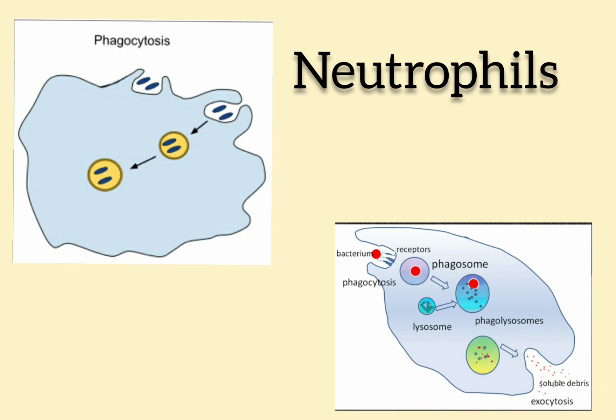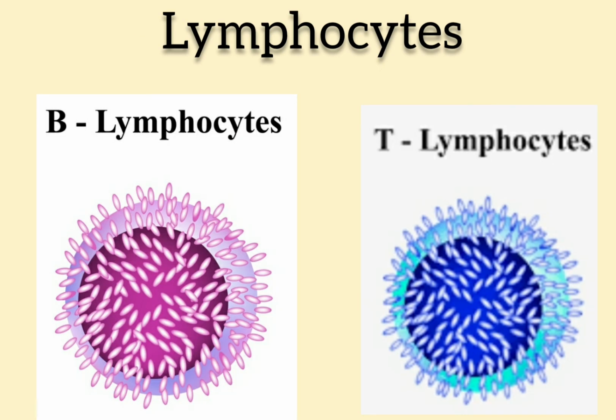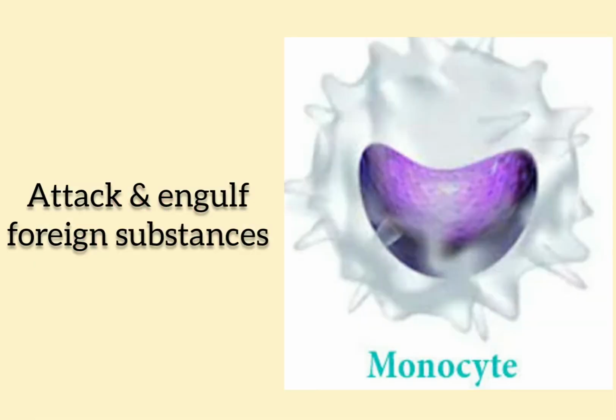The neutrophils help in phagocytosis of foreign bodies. Macrophages swallow and destroy cell debris and bacteria or viruses. The lymphocytes, there are T cells and B cells of the lymphocytes, they fight infection. The monocytes attack and engulf foreign substances. So these are the leukocytes.